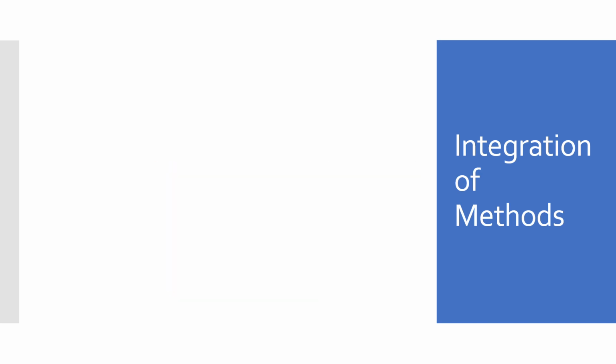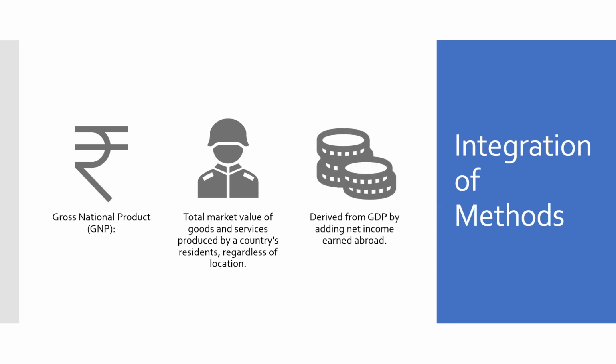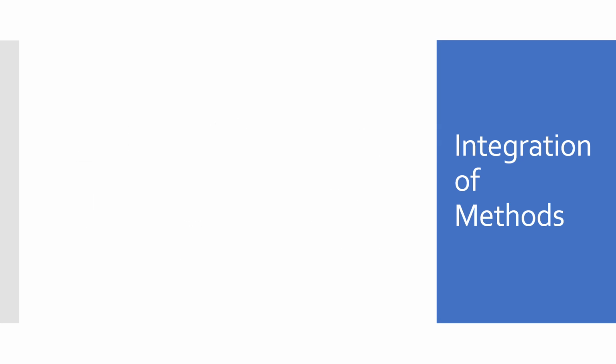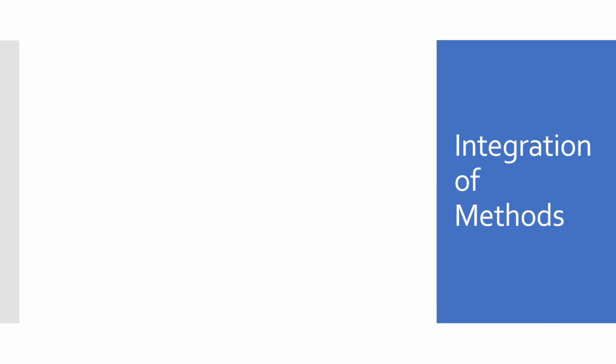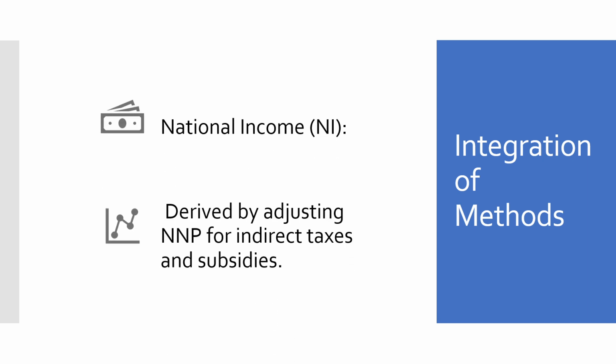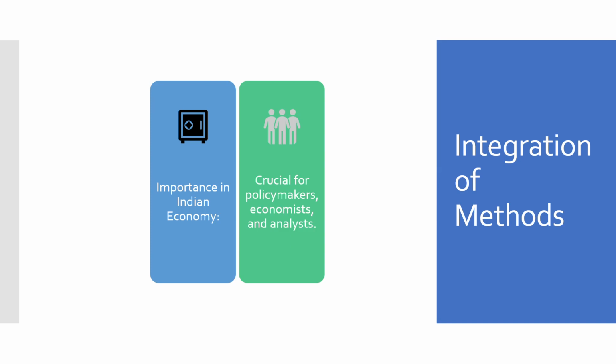Gross national product. It is the total market value of all final goods and services produced by the residents of a country regardless of where they are located. This is derived from GDP by adding net income earned from abroad. Net national product. It is obtained by subtracting depreciation or the capital consumption allowance from the gross national product. National income. It is derived by adjusting net national product for indirect taxes and subsidies. In the Indian economy, these methods are crucial for policymakers, economists and analysts to assess economic performance, formulate effective fiscal and monetary policies, and make informed decisions.